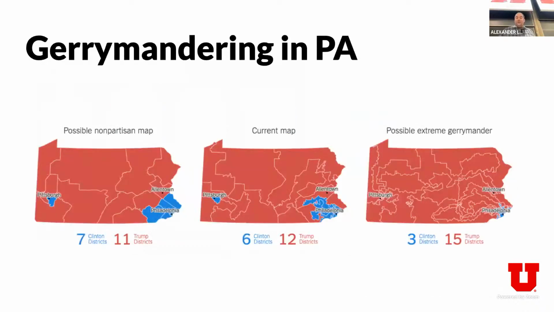And so here is an example of gerrymandering in Pennsylvania, right? This is, at the time when this was taken, the gerrymandered map. The outcome here, in the Clinton-Trump election, would have been that in Pennsylvania, Clinton would have won 6 districts, Trump would have won 12 districts. If we had a possible nonpartisan map, it would be 7 to 11. And if we had an extreme gerrymander, you could have drawn a map where Trump would have won 15 to 3.